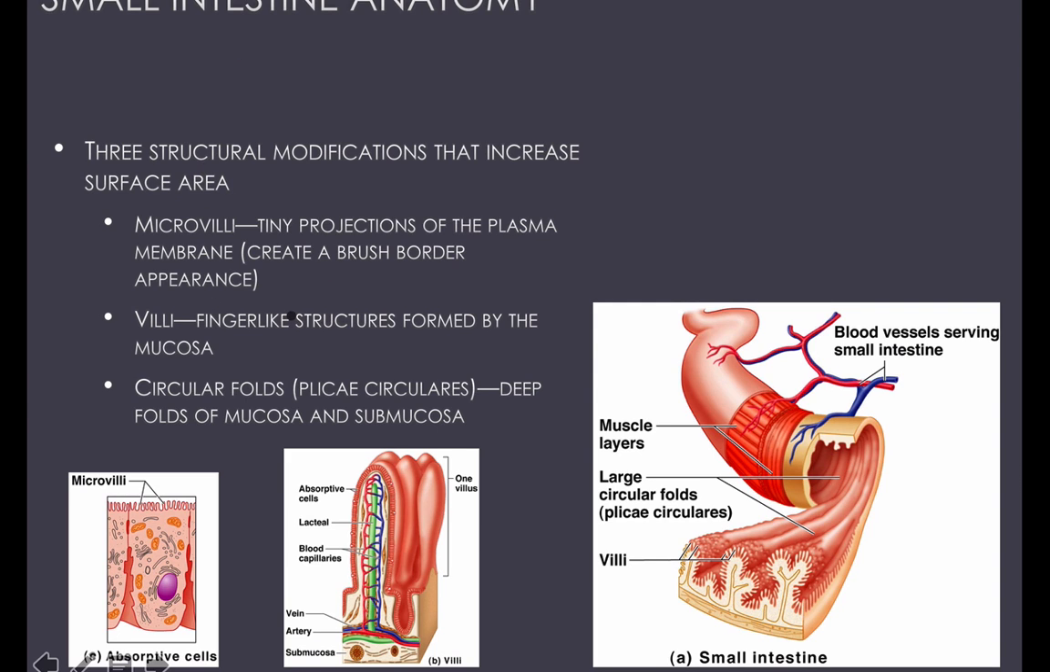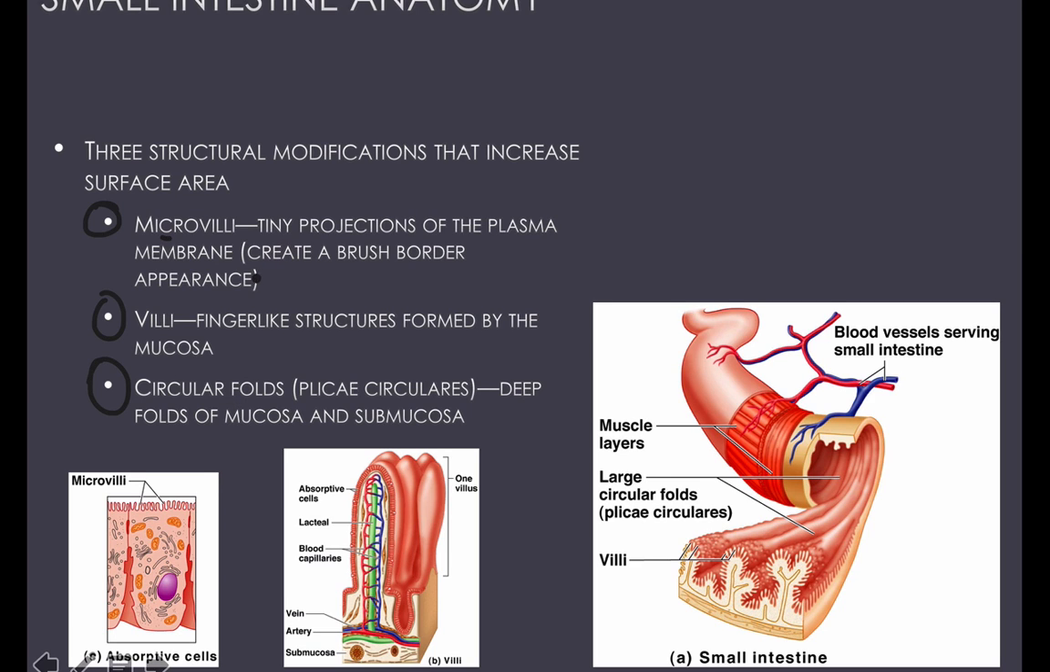All right, so we're still in the small intestine here, and the small intestine has a structure that enables it to absorb a lot of nutrients. So you're going to have three structural adaptations. They are the microvilli, the villi, and circular folds.